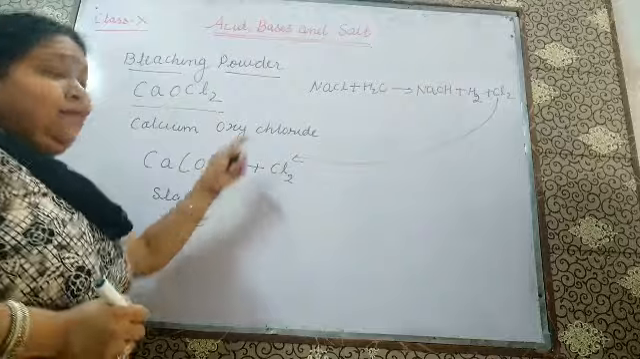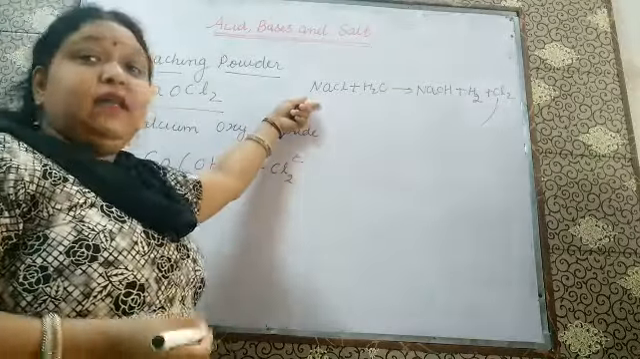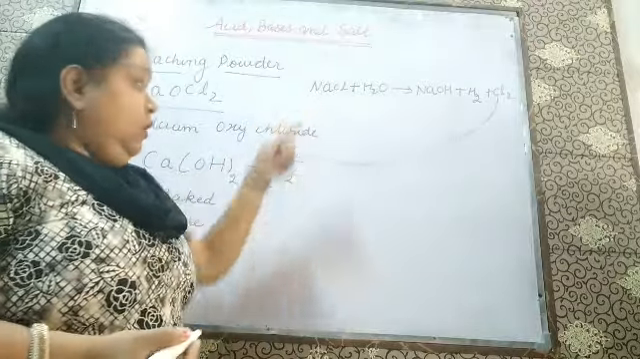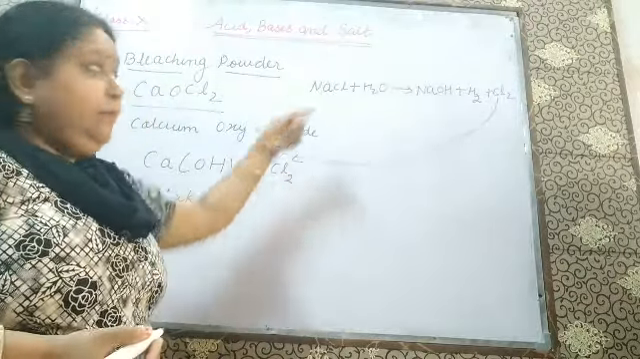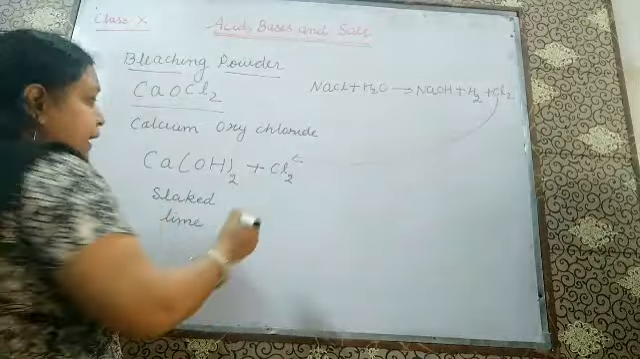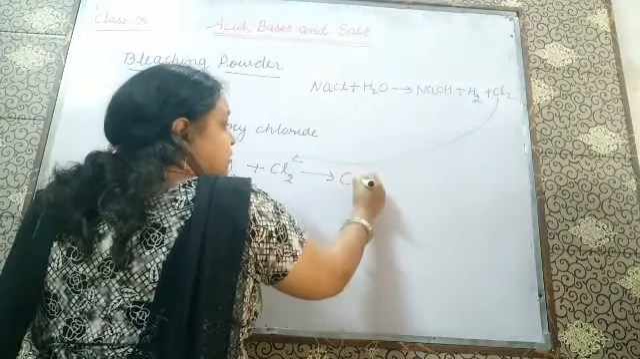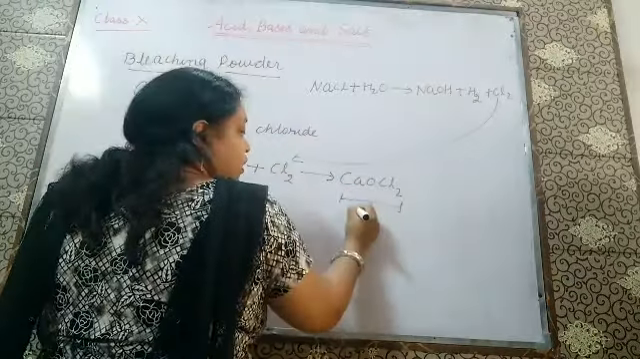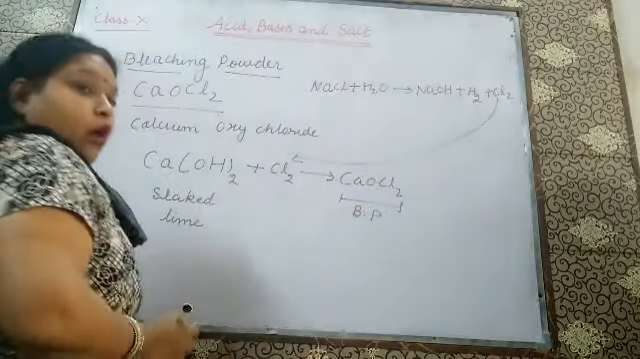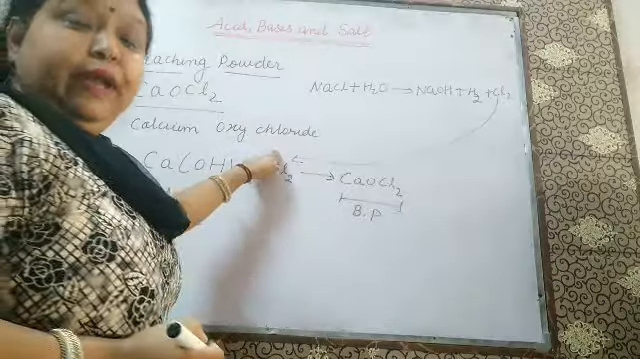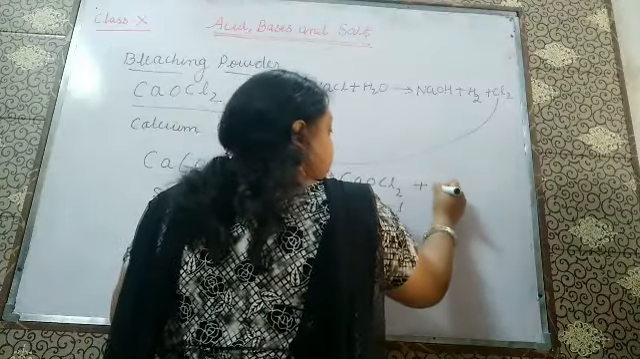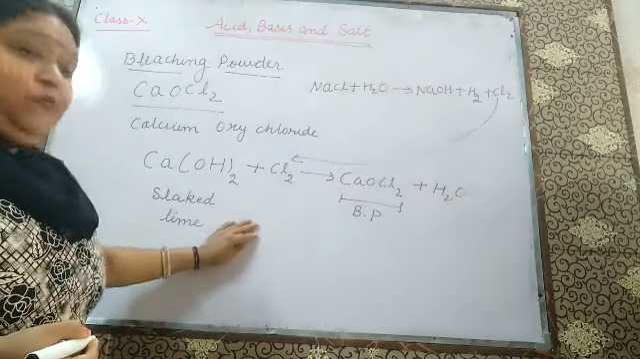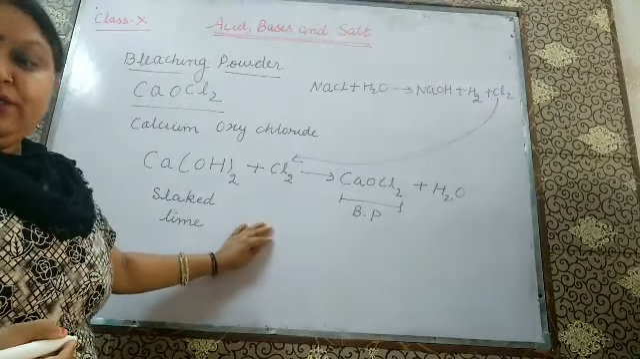That's why I was telling you that NaCl is the raw material which is used in the formation of other compounds also. So Cl I have taken from the above equation. Then what product am I going to get? CaOCl2, that is called bleaching powder, or we can say calcium oxychloride, along with water. So I think the preparation of this bleaching powder is clear to you.